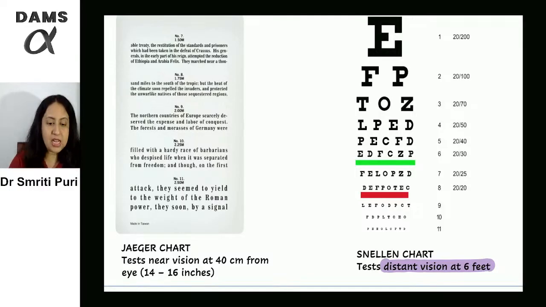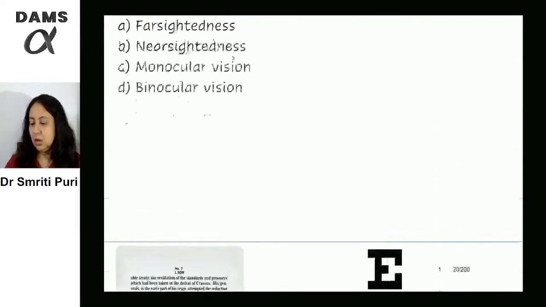It is usually placed at a distance of 40 centimeter from the eye, which is approximately 14 to 16 inches. So this chart is basically used to test for reading glasses, if I have to tell you in very layman terms. So this chart tests near vision. Snellen's chart for distant vision and Jaeger's chart for near vision.